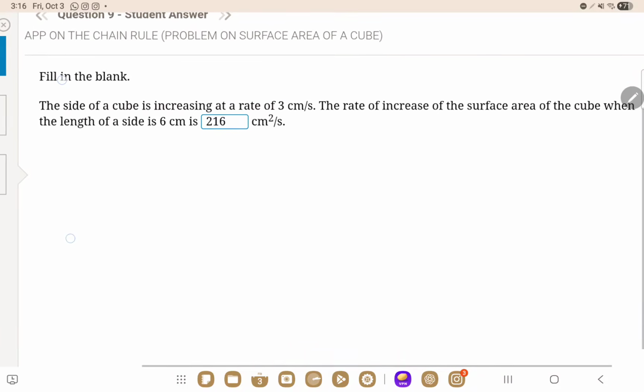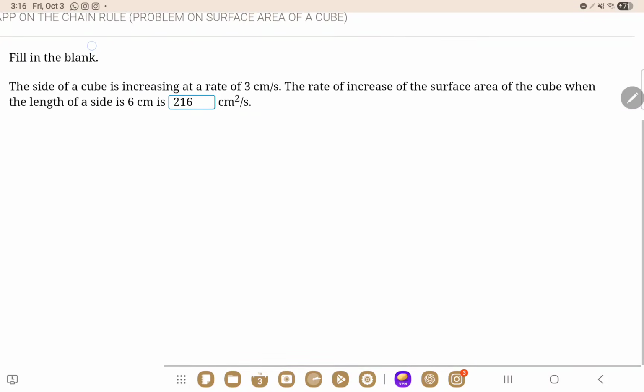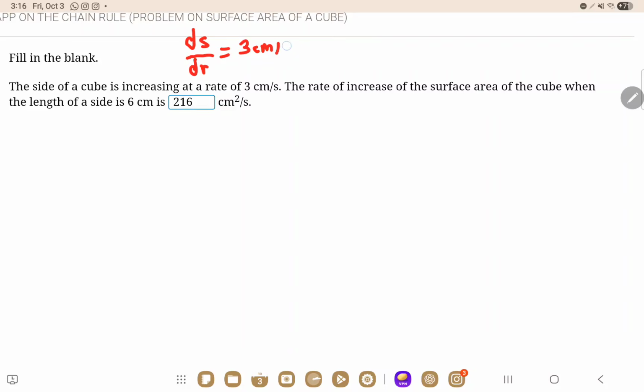Okay, so here we need to do the same thing with the rate and not rate and whatever. The side of a cube increases at a rate of 3, so we need to directly translate. So d side over dt, which is the rate, is equal to 3 centimeters per second.